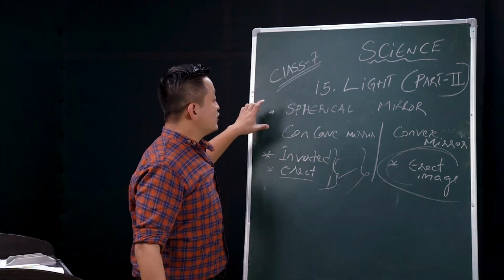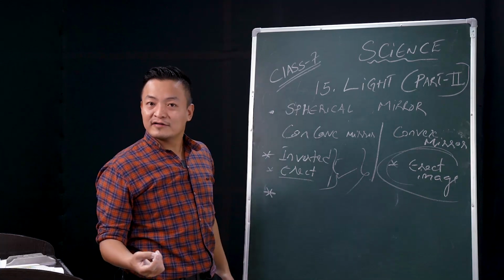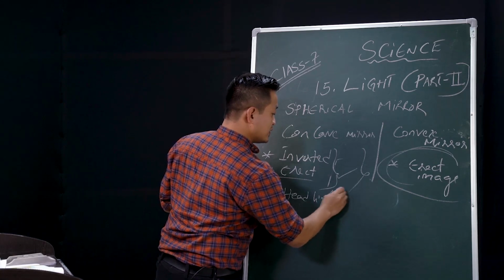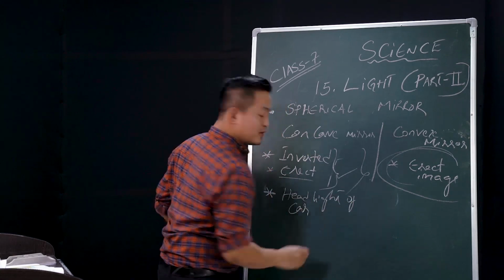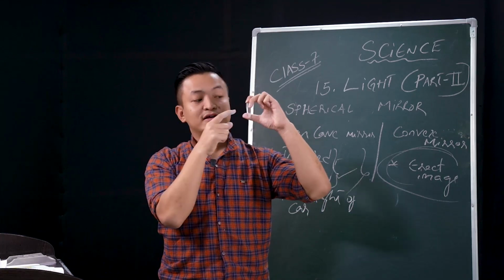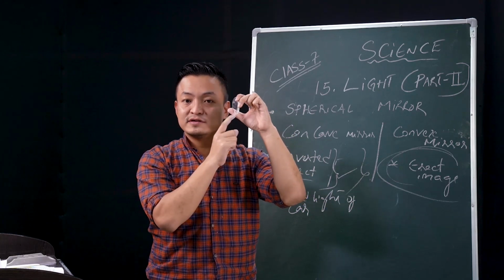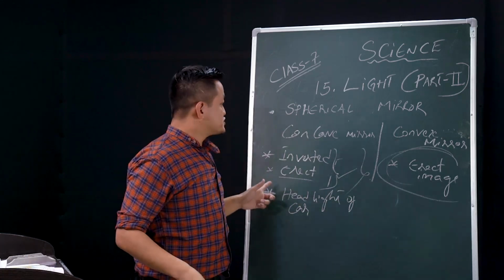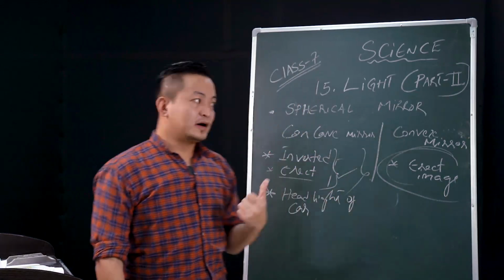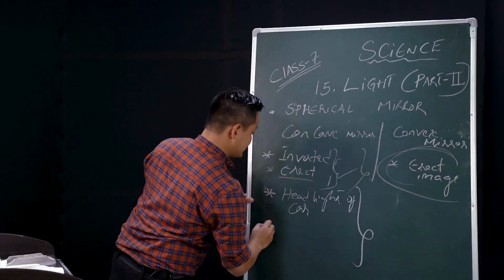The example of a concave mirror would be the headlight of a car. In the headlight of a car, if this is the light, that means it is reflecting outwards in this direction. Clear? So the first example would be the headlight of the car. The second example will be the mirror used by a dentist.